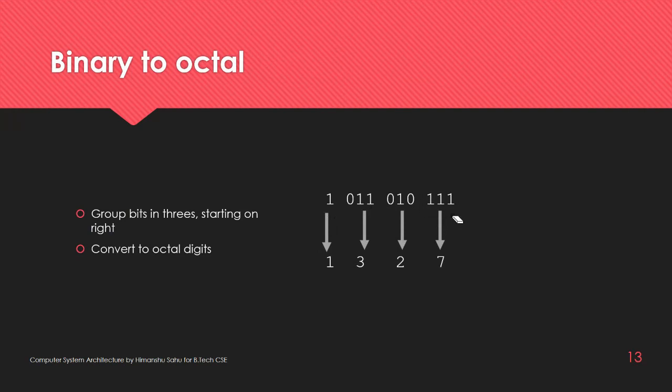So this will be what you can say: 111 will be 7, 010 will be 2, 011 will be 3, and 1 will be replaced by 1. So the octal equivalent of this binary number is 1327.